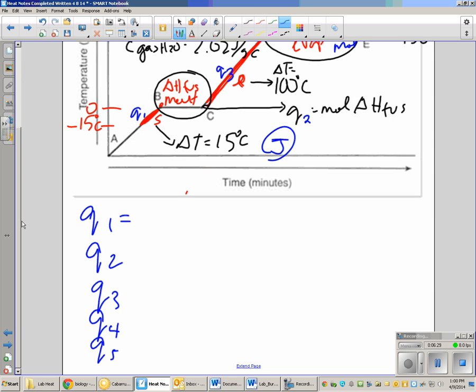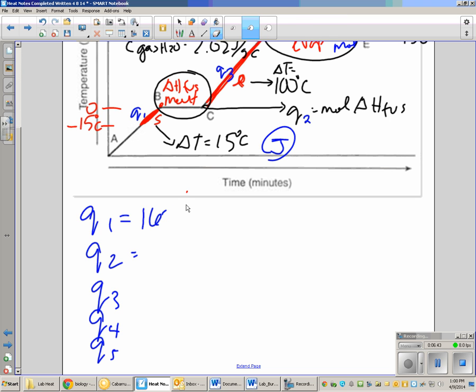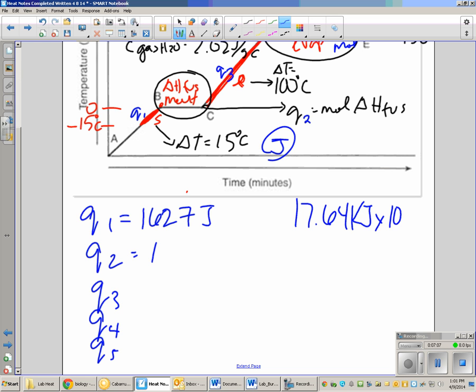What's for Q1? What do we get? 1,626 joules. Q2. Okay, say it again. 27 joules. Q2. 17 point, well, I guess 18. Just tell me your final answer. They're in kilojoules. Okay, give it to me in joules, so times by 1,000. How many kilojoules did you get? 17.64. So 17.64 kilojoules would be... Yeah, you went the wrong way.